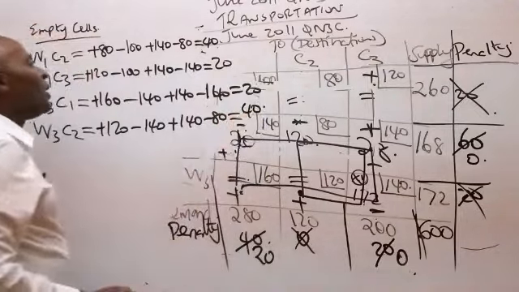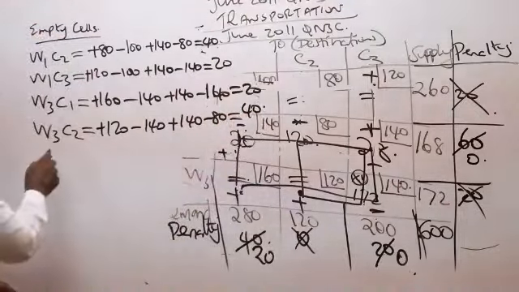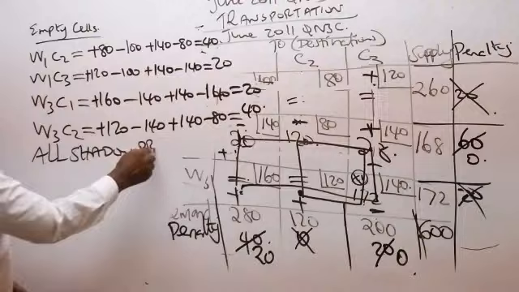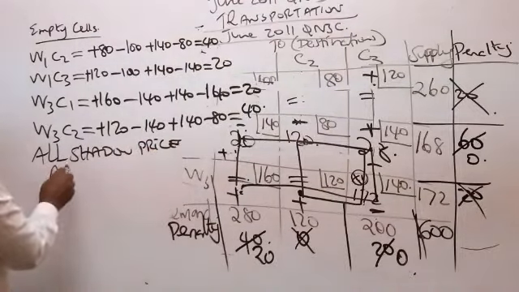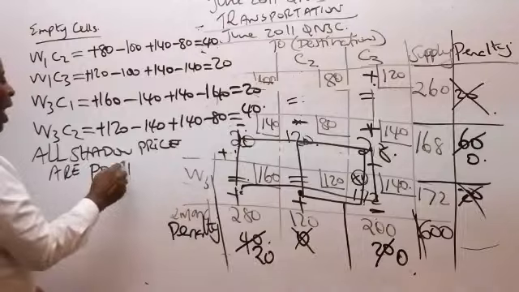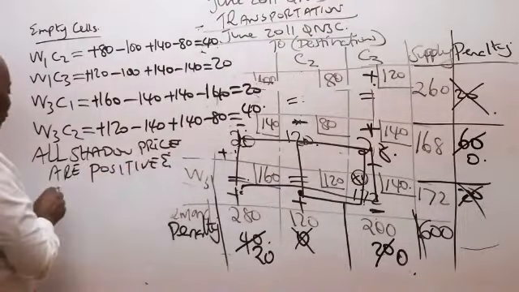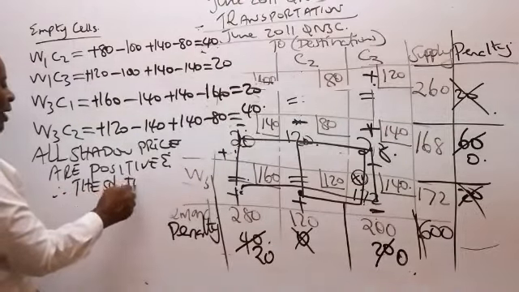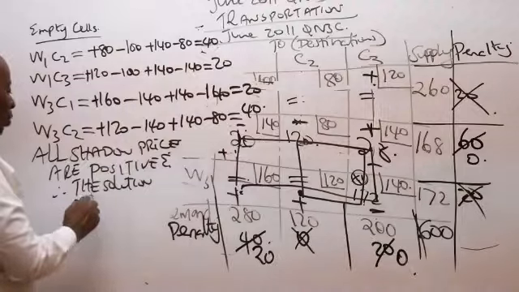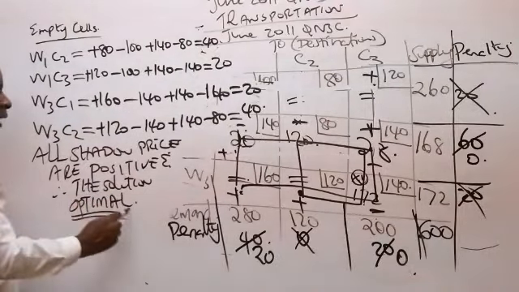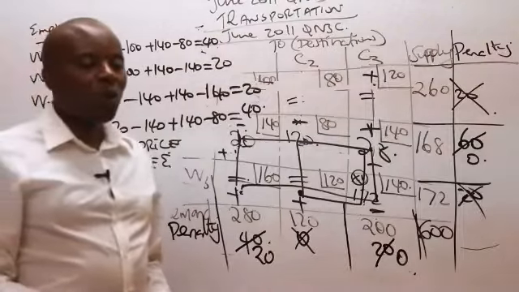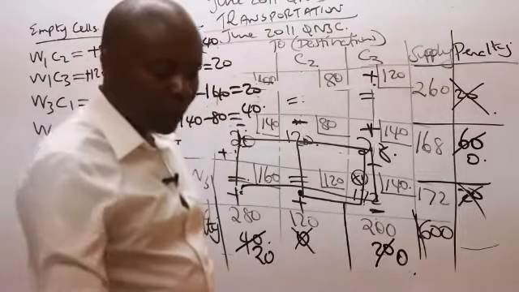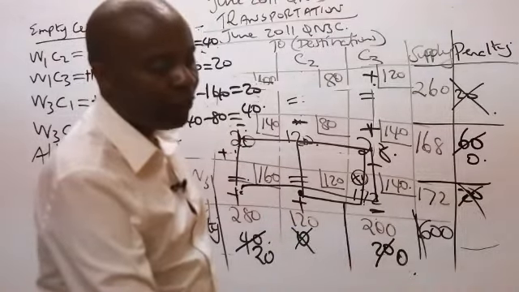So ladies and gentlemen, in this case, what you are able to see is that all shadow prices are positive, and therefore the solution is optimal. And that marks the end of that particular question. So in this case, ladies and gentlemen, the shadow prices are positive, which means good.